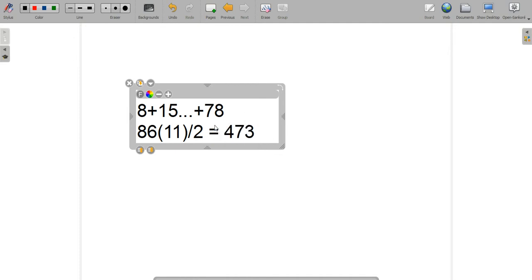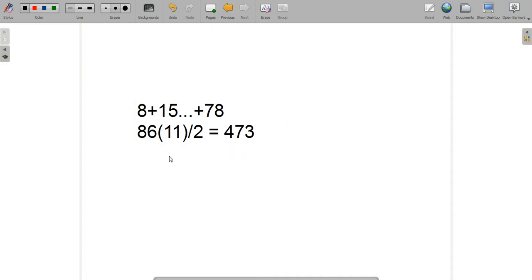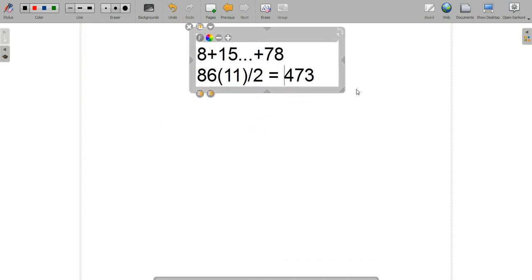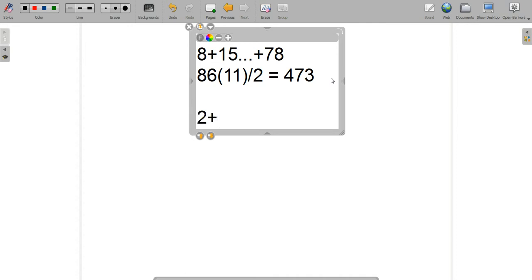Okay. Now let's do another example that has more numbers, I guess. 2 plus 6 plus 10 plus, let me think. Tick tock, tick tock, tick tock. I guess 198.